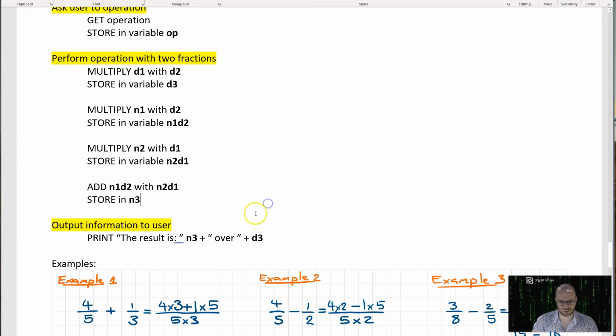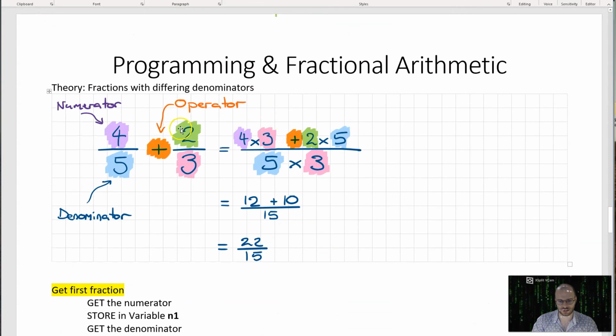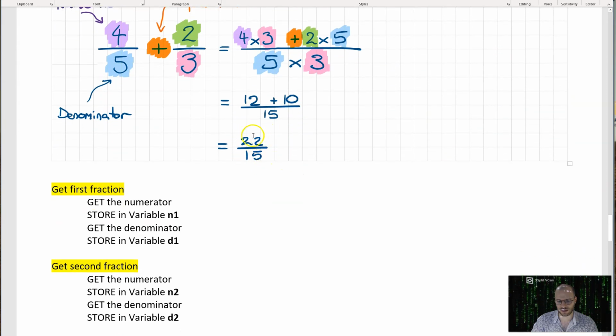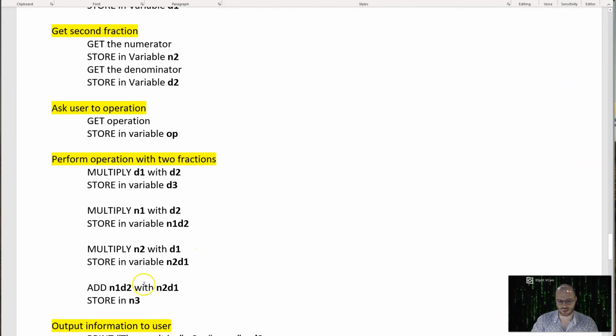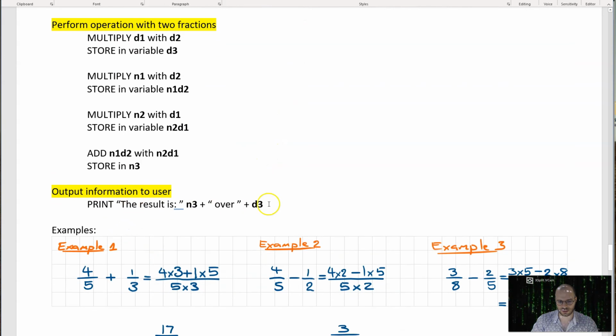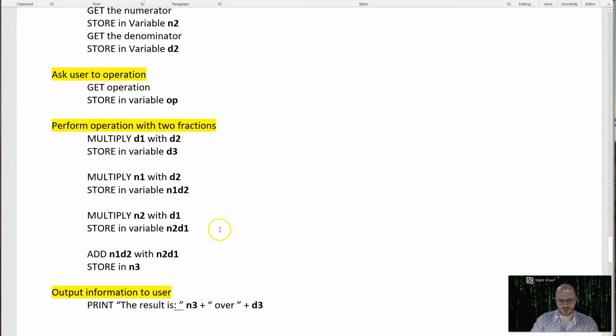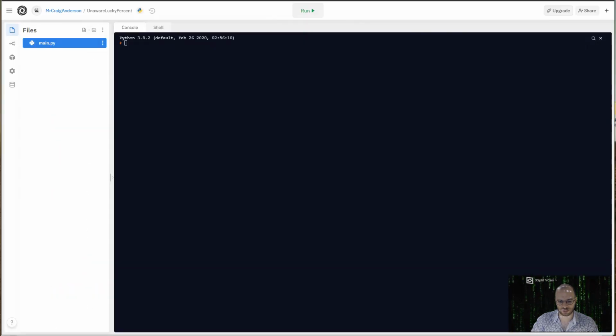And what we've effectively done is we've taken these operations here, so 4 over 5 plus 2 over 3. We've done the denominator and the numerator, we've added the parts of the numerator together, and now we're going to print this result here. So as seen down here, let's get a little bit more space. Okay, so this is all well and good. Let's have a look at it actually running in, say, REPL.